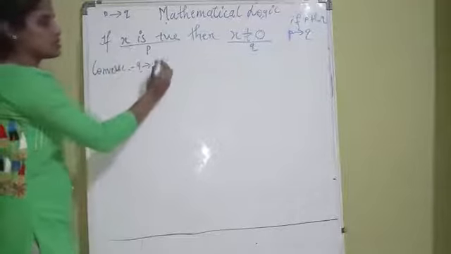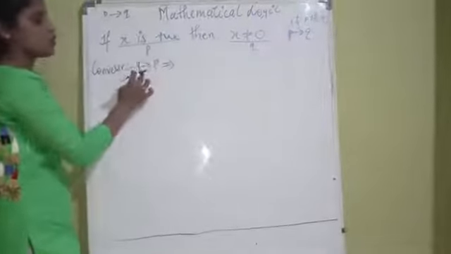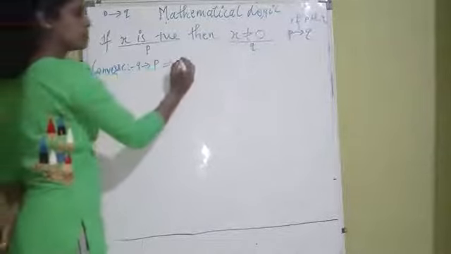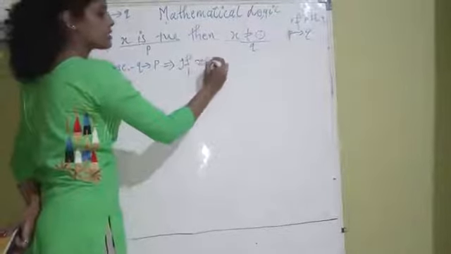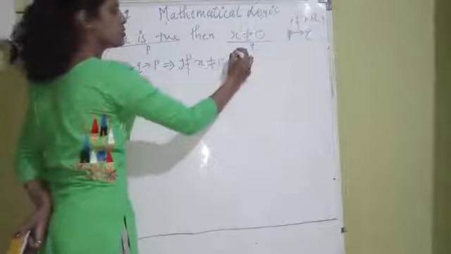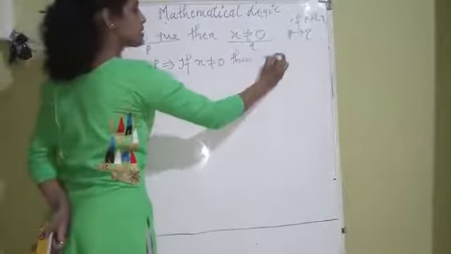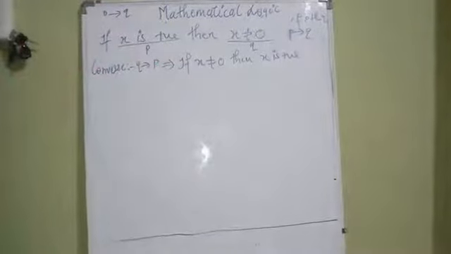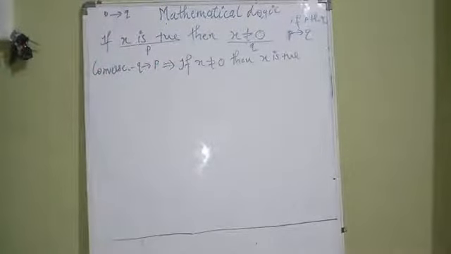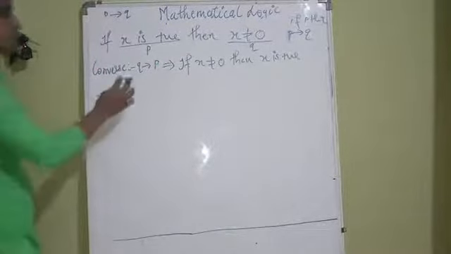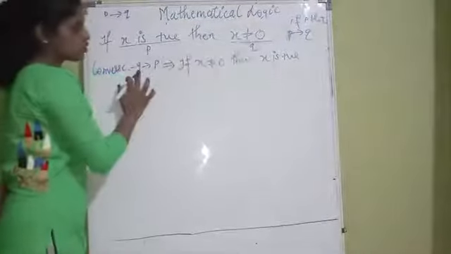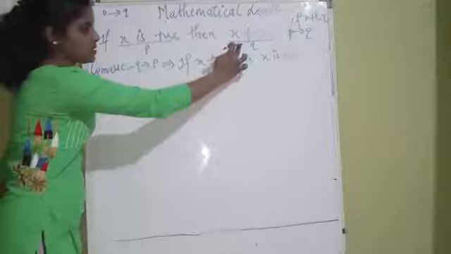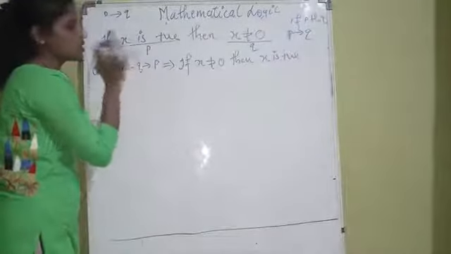Q implies P means: if x is not equal to 0, then x is positive. If x is not equal to 0, then x is positive, correct? Q implies P, if Q then P.